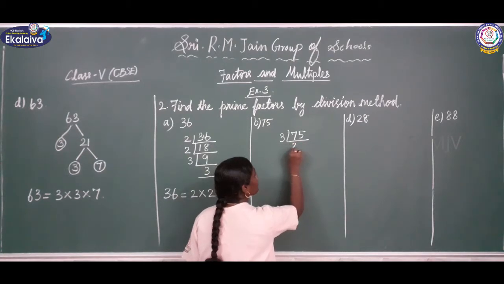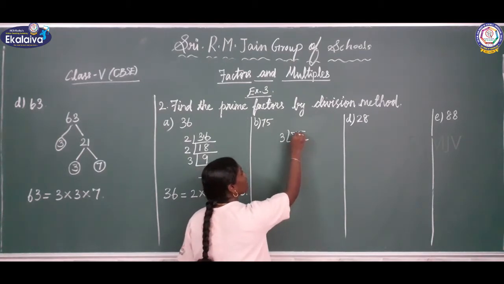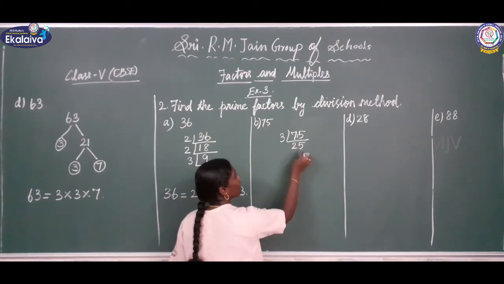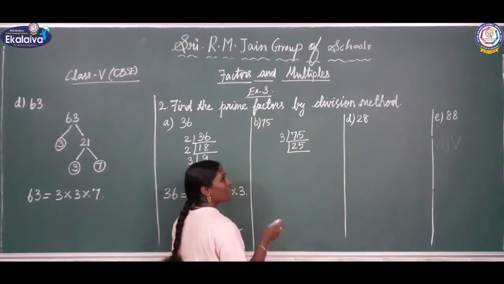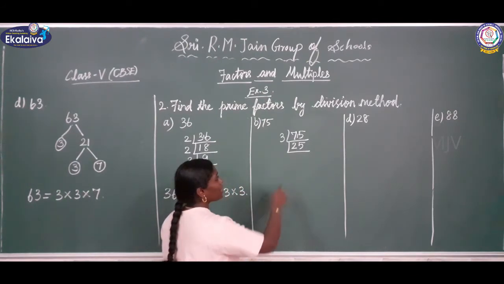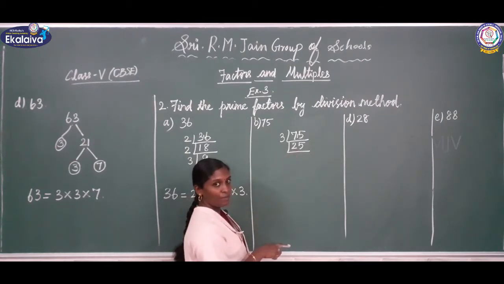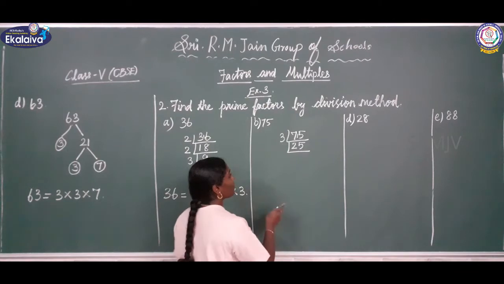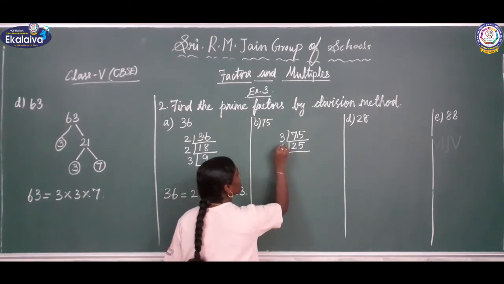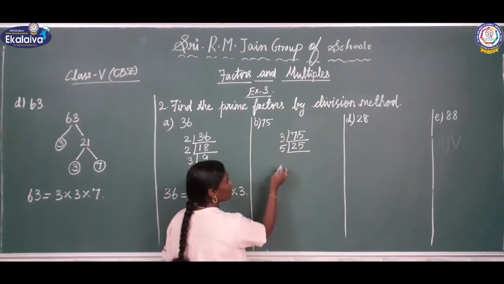In 7, 2 times. 2 threes are 6. Remainder 1, in 15, 5 times. Okay, 5 threes are 15. Now we got 25. We have to find the smallest prime factor for 25. Okay, here 25 is not divisible by 3. So we have to check with the next prime number 5. Okay. In the 5 table, 5 fives are 25. So it is divisible by 5. It's ending with 5 also.